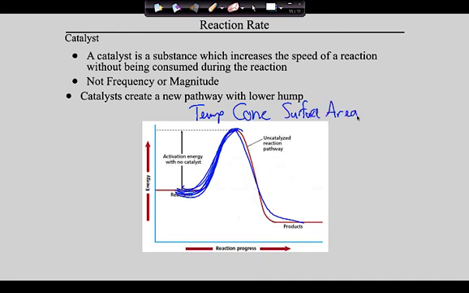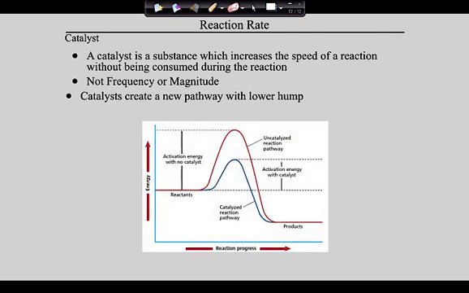Now, there's one other thing that we can do to make this reaction go faster, and that's what a catalyst does. What a catalyst does is make the reaction go faster, not by changing the frequency or magnitude of the collisions. What a catalyst does is it drops the hump. It creates a different way for this reaction to take place, and that different reaction pathway has a lower hump. And because the hump is lower, collisions that wouldn't have got over the first hump do make it over the second hump, and they will more quickly go to products.